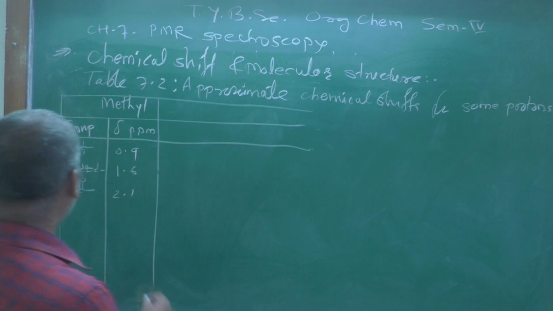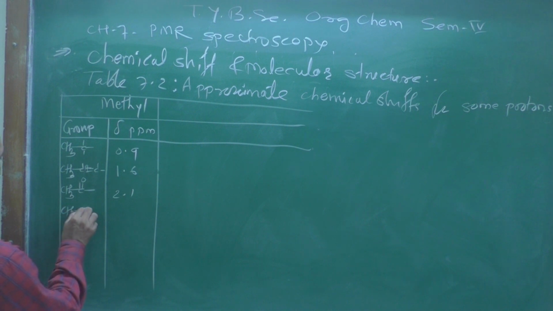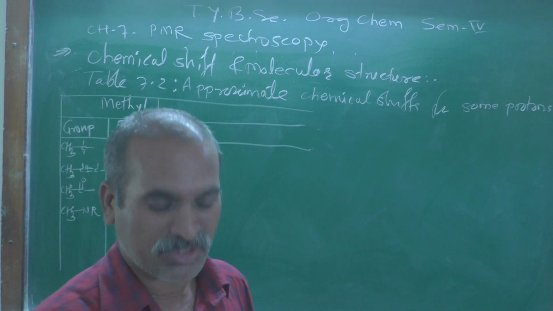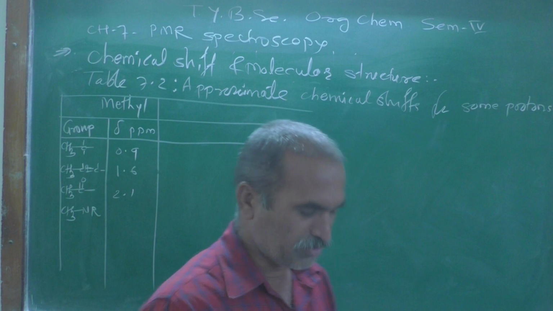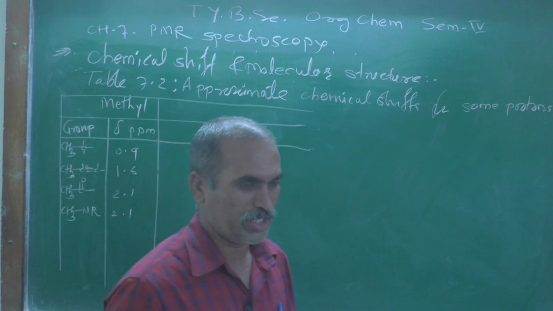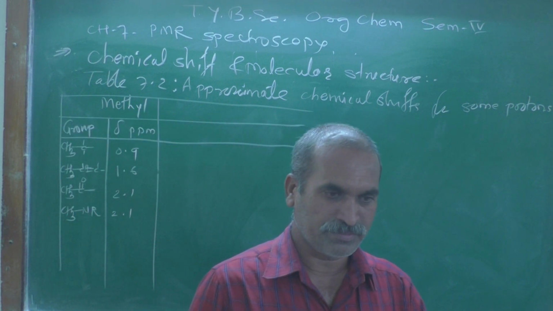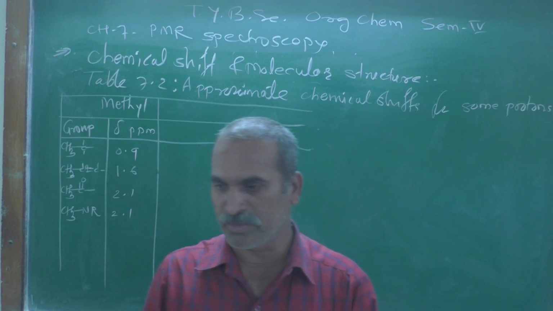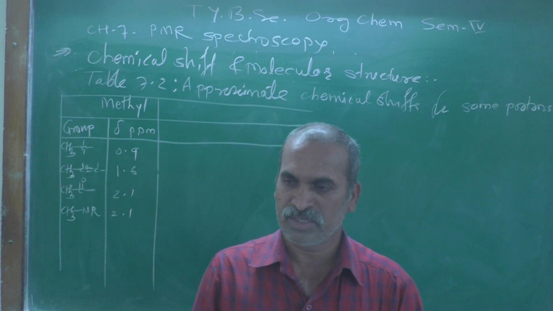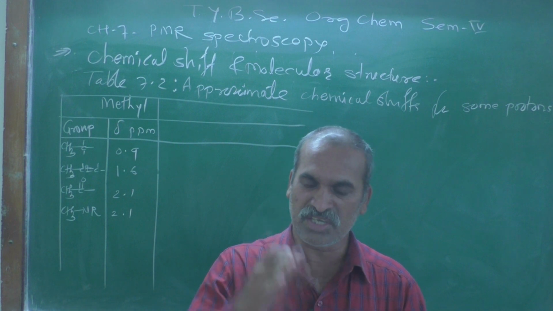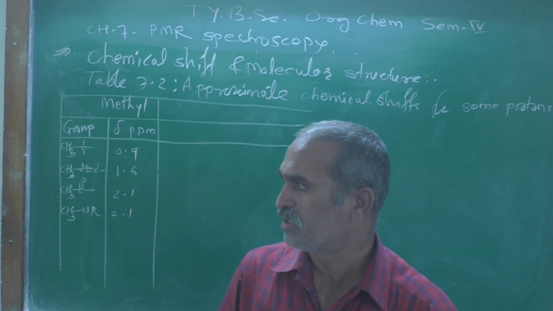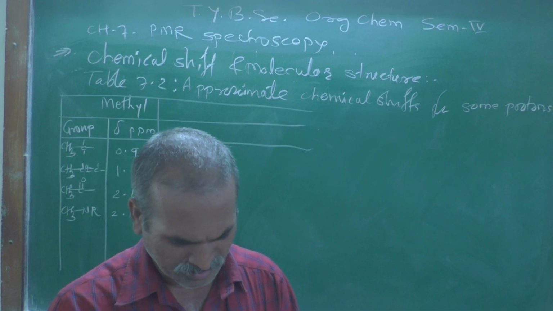Now let us see the methyl group directly attached to nitrogen. At that moment the chemical shift value is found to be 2.2, because we know that nitrogen is more electronegative than carbon, and therefore there will be a minus I effect, an electron withdrawing effect, meaning the deshielding effect increases and the delta value goes on increasing, that is, downfield.